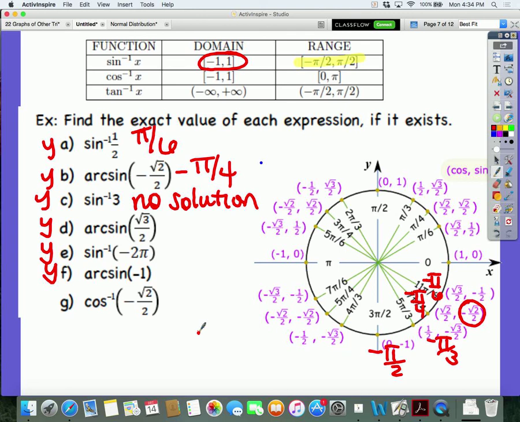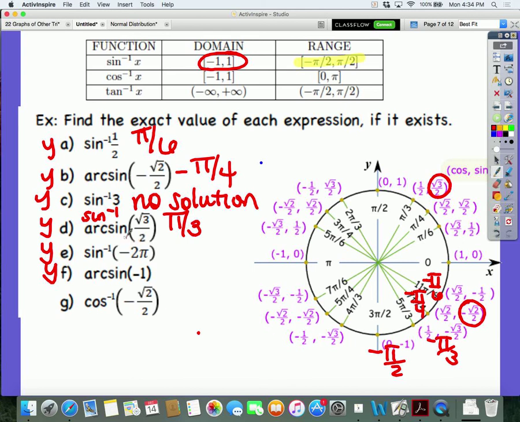Arc sine, remember that's just the same thing as saying sine inverse of 3 over 2. Well, 3 over 2, that y value is located right there at pi over 3. So that's our value. And we just repeat the same process. Don't let this one trip you up.